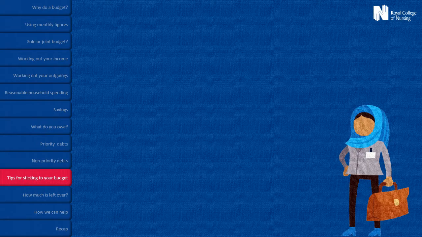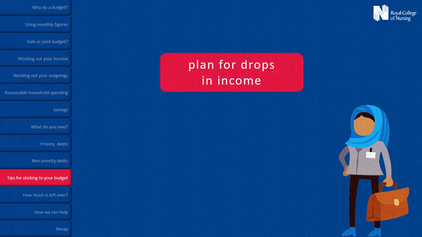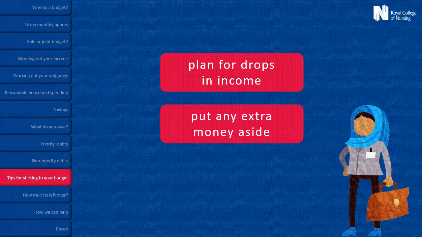Here are some tips for sticking to your budget. Plan for when your income drops. If your take-home pay goes up and down, try to plan for when this happens. Your budget will help you achieve this. Make a note of your average monthly income. When you earn more than this amount, put any extra money aside. This will help build up enough money to help you pay your essential costs when your income drops.